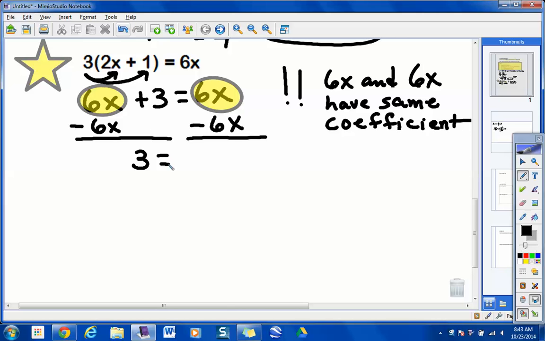Now, on the right side, if I cancel everything out, there's really no terms left over here. So if there's no terms left over there, what value could I put on the right side to indicate that there's nothing there? 0. Oh my gosh.